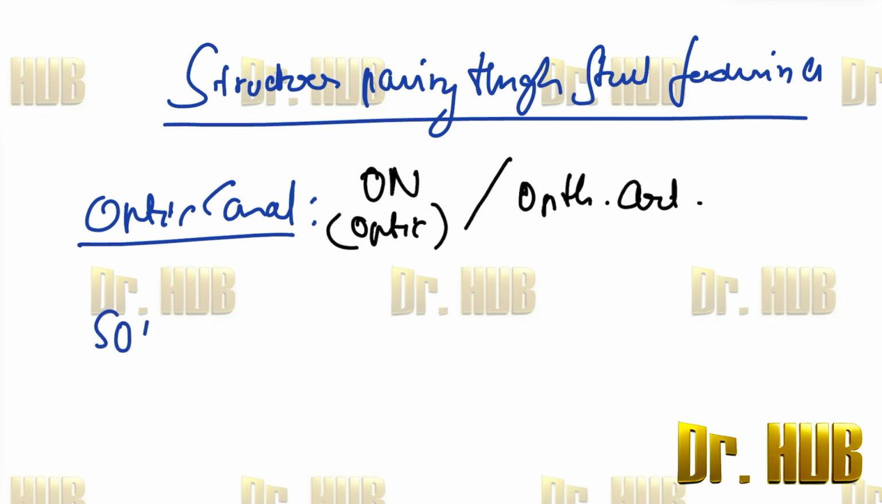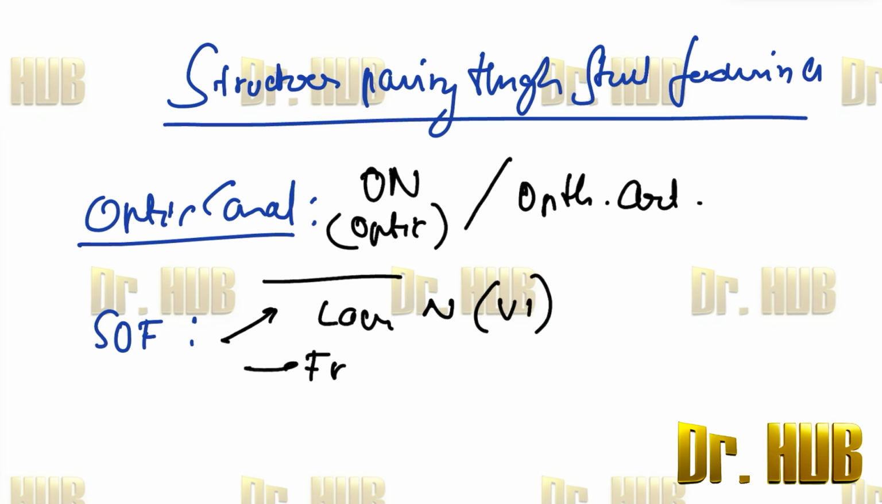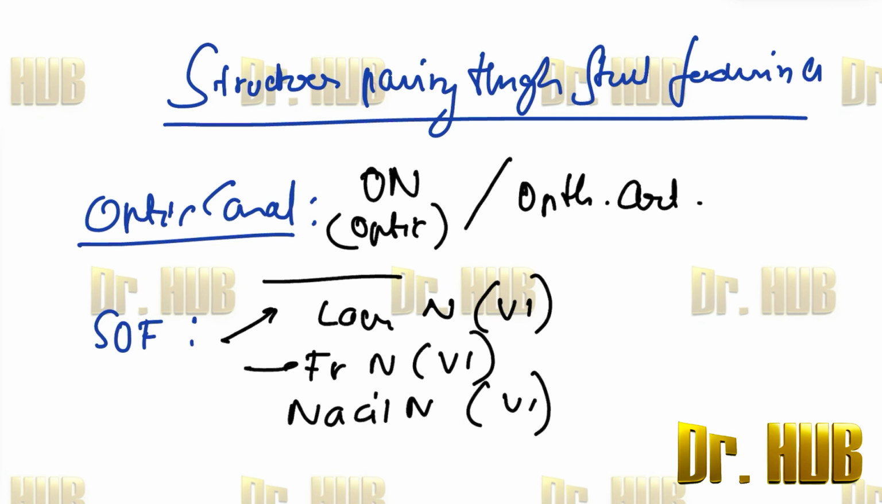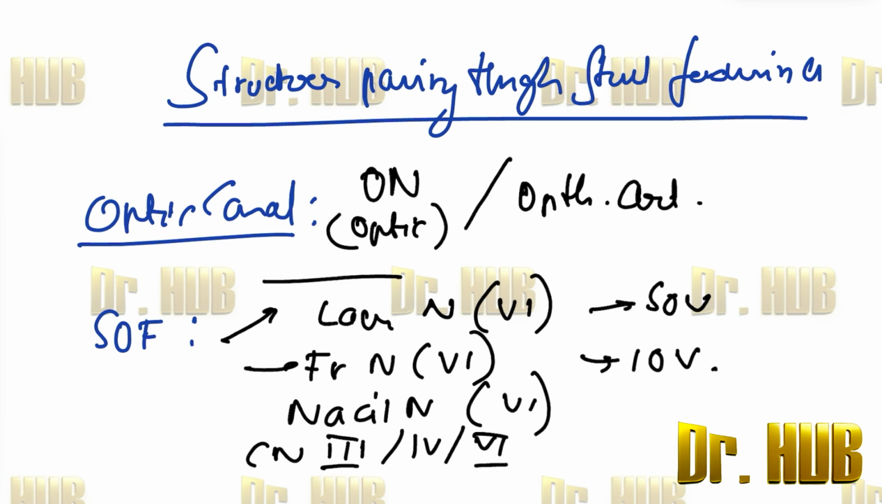Next is the superior orbital fissure. Under the superior orbital fissure, it includes the lacrimal nerve, that is V1, then the frontal nerve, that is V1 again, nasociliary, this is V1, then the cranial nerves 3, 4 and 6, superior ophthalmic vein as well as the inferior ophthalmic vein.